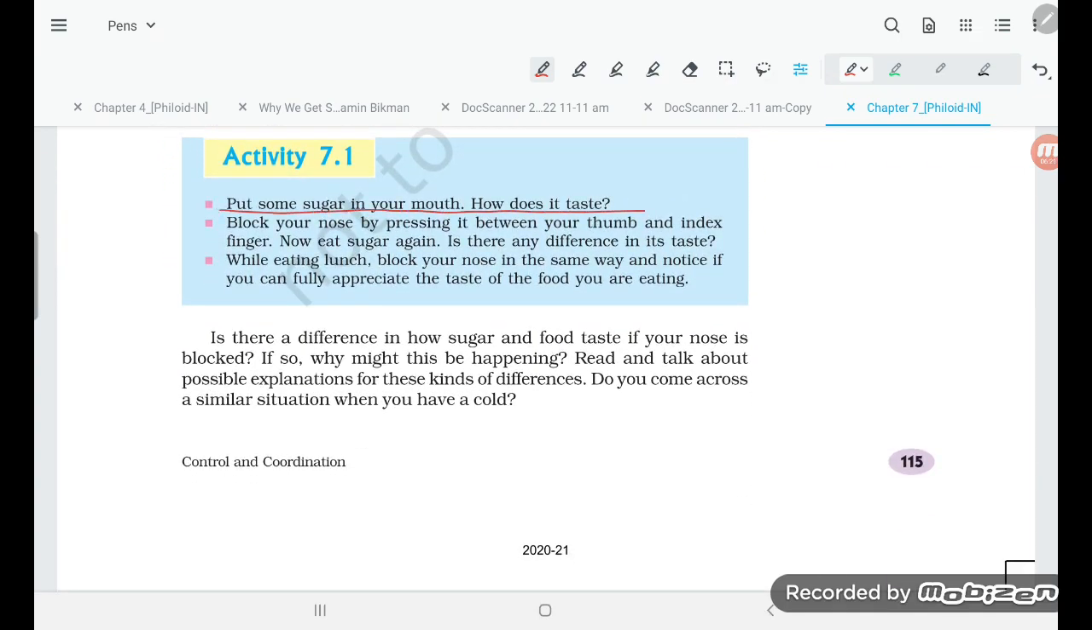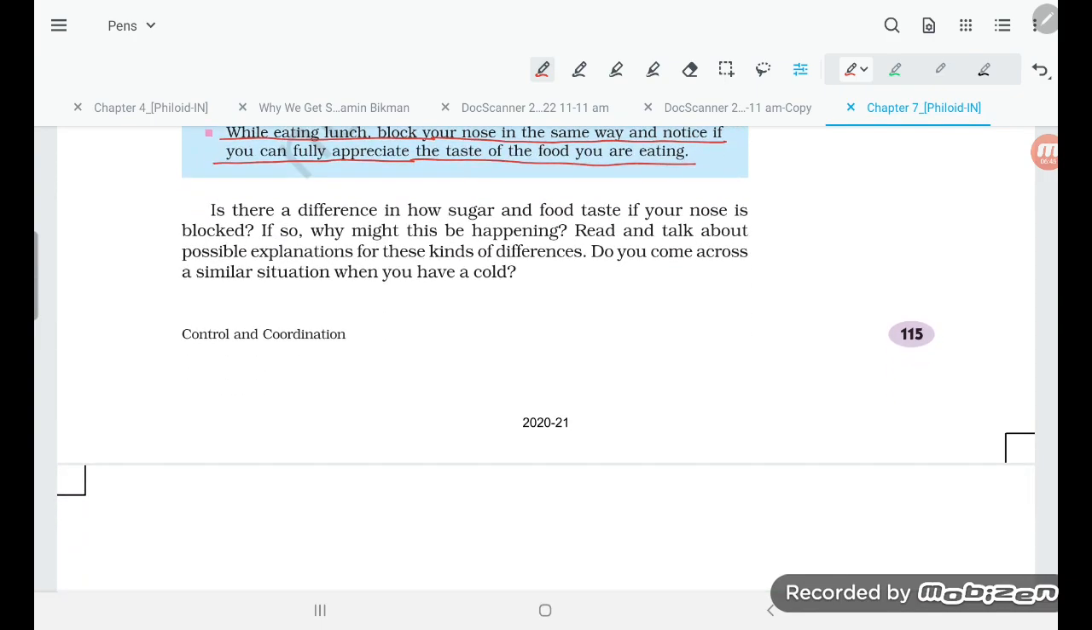Put some sugar in your mouth. How does it taste? Block your nose by pressing it between your thumb and index finger. Now eat sugar again. Is there any difference in taste? While eating lunch, block your nose in the same way and notice if you can fully appreciate the taste of the food you are eating. Is there a difference in how sugar and food taste if your nose is blocked? If so, why might this be happening?